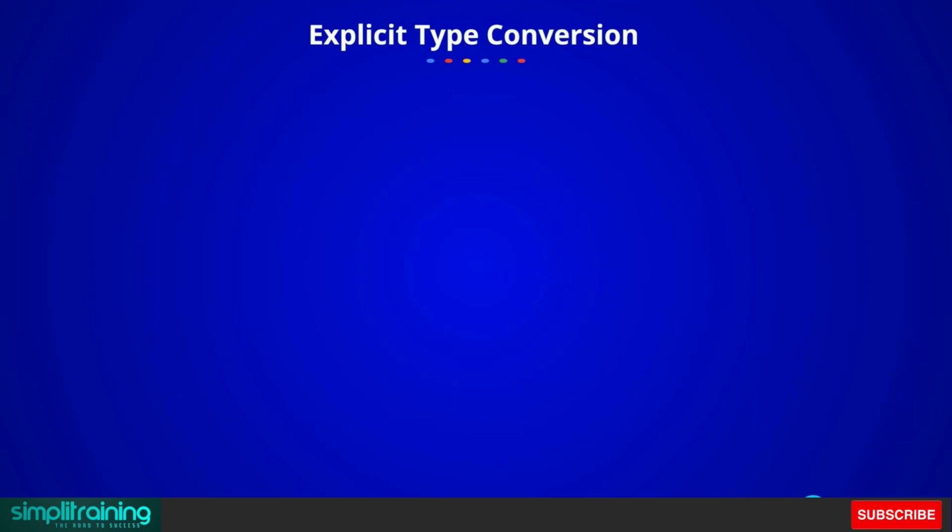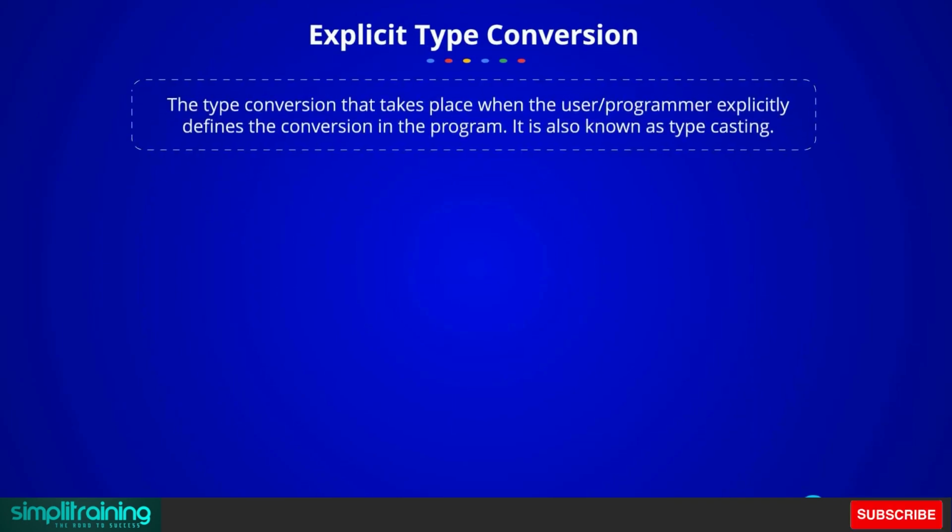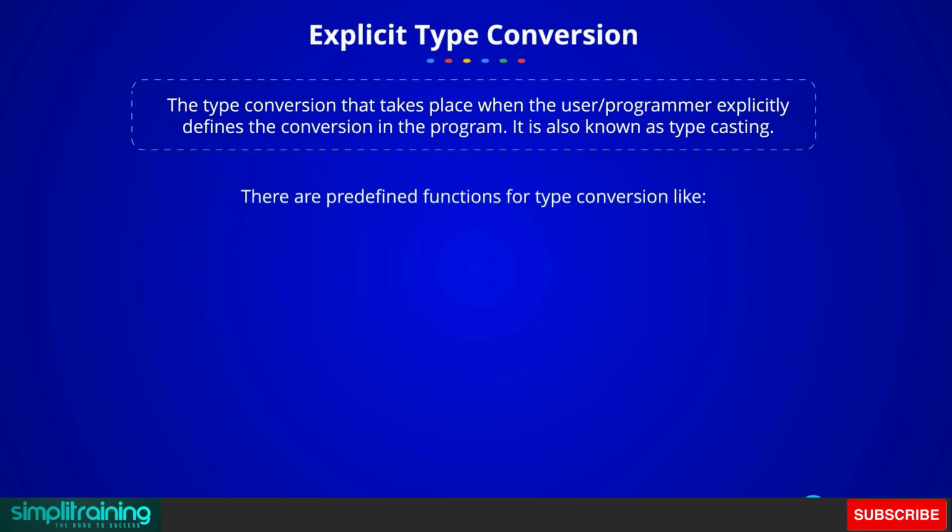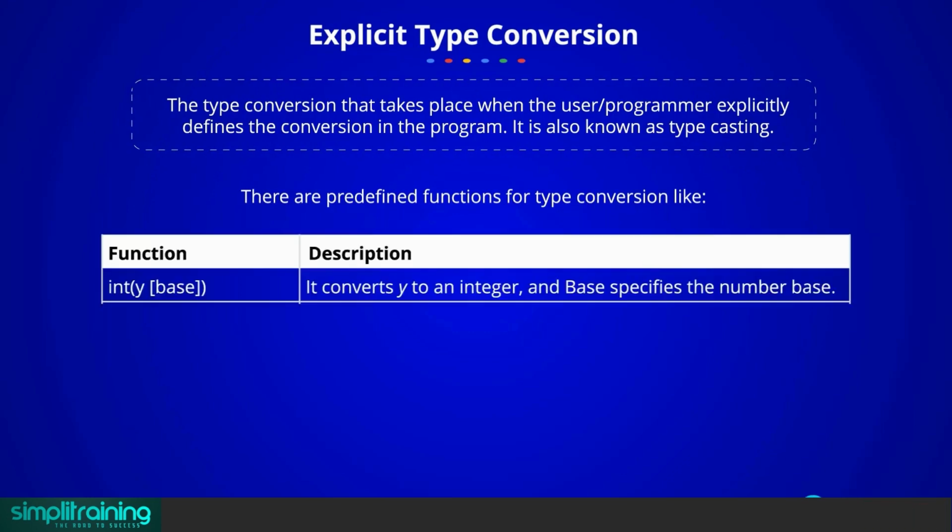Explicit type conversion. In Python, explicit type conversion takes place when the user or the programmer explicitly defines the conversion in the program. It is also known as typecasting. There are predefined functions for type conversion, such as int. It converts y to an integer and base specifies the number base.